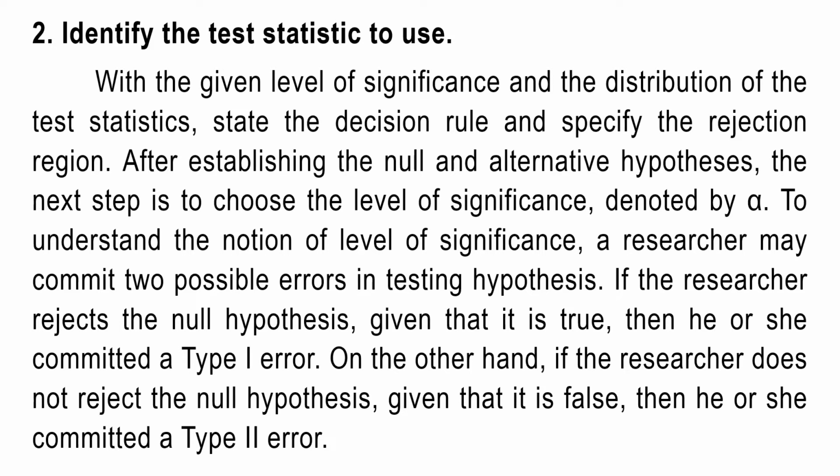Second step is that we need to identify the test statistic to use. So with the given level of significance and the distribution of the test statistics, we need to state the decision rule and specify the rejection region. So the rejection region, or the side that we need to subject in this test statistic, will be dependent on the sign that we put in your alternative hypothesis.